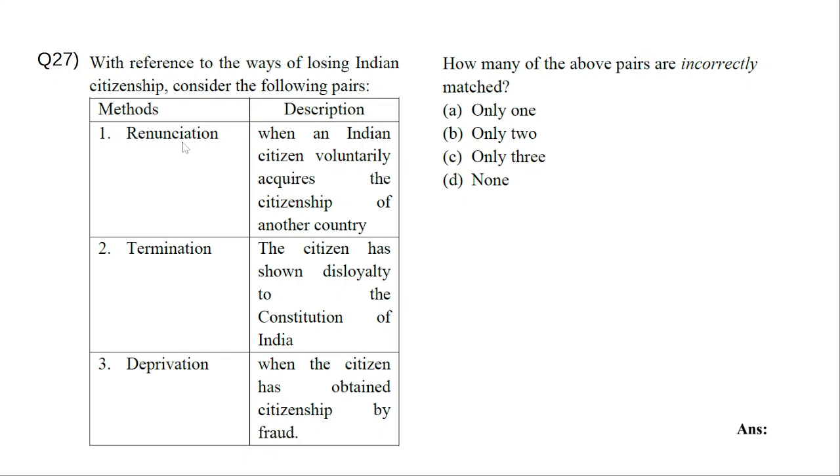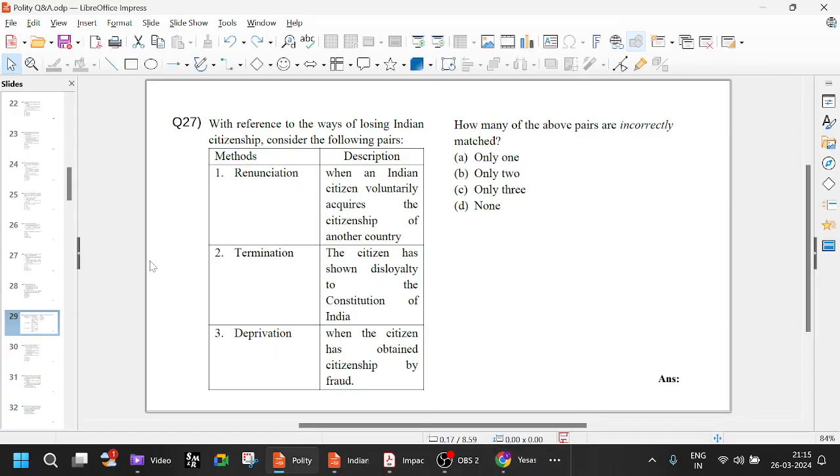So renunciation is when you voluntarily give up. This is wrongly matched. Termination is when you voluntarily acquire citizenship of another country. So even this is wrongly matched. This is correct. How many of the above pairs are incorrectly matched? So two of them are incorrectly matched. So option B, only two.